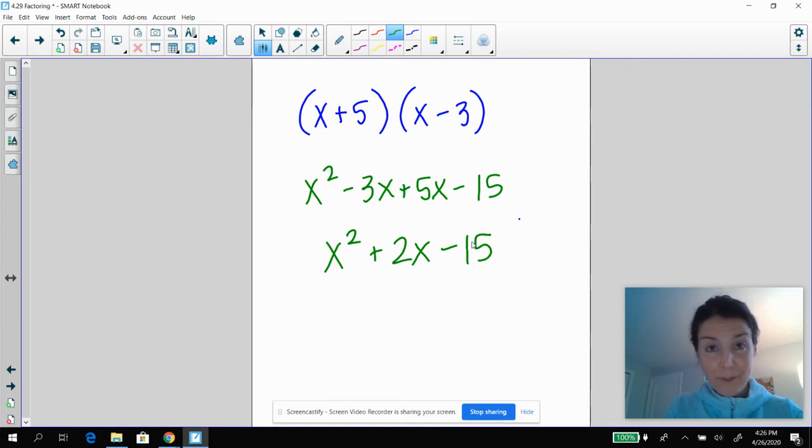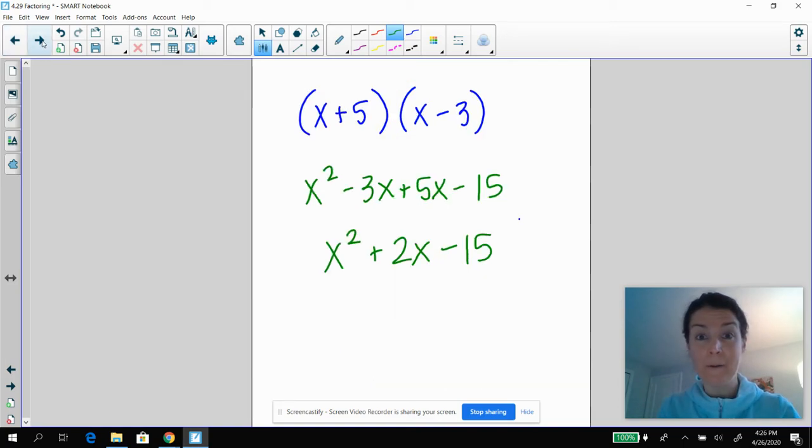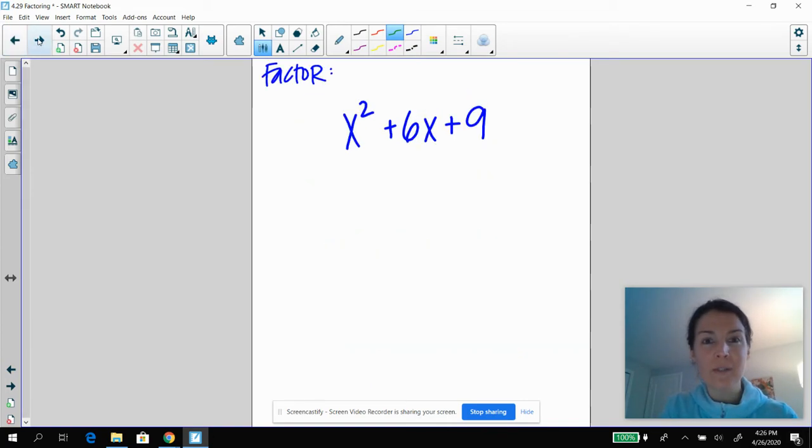And that's a different trinomial than the one we were trying to get before. We were trying to get a negative 2x in the middle. So where you put the negative matters, but if you swap what's in the parentheses, that's okay. All right, let's try the next one. I want you to pause the video and try it on your own. All right, we are back.